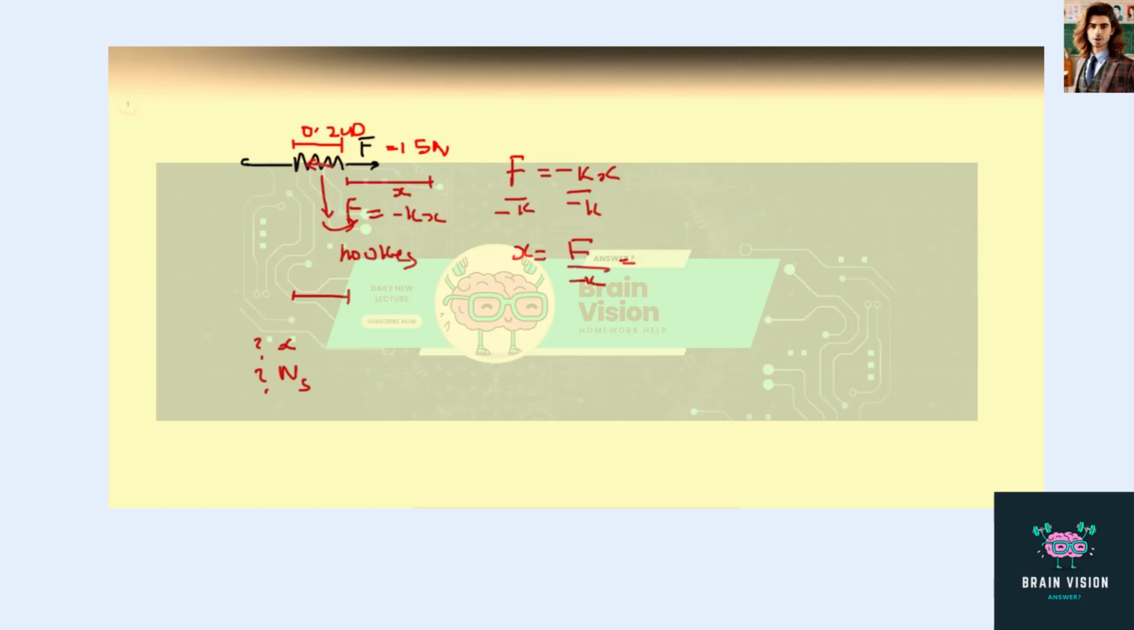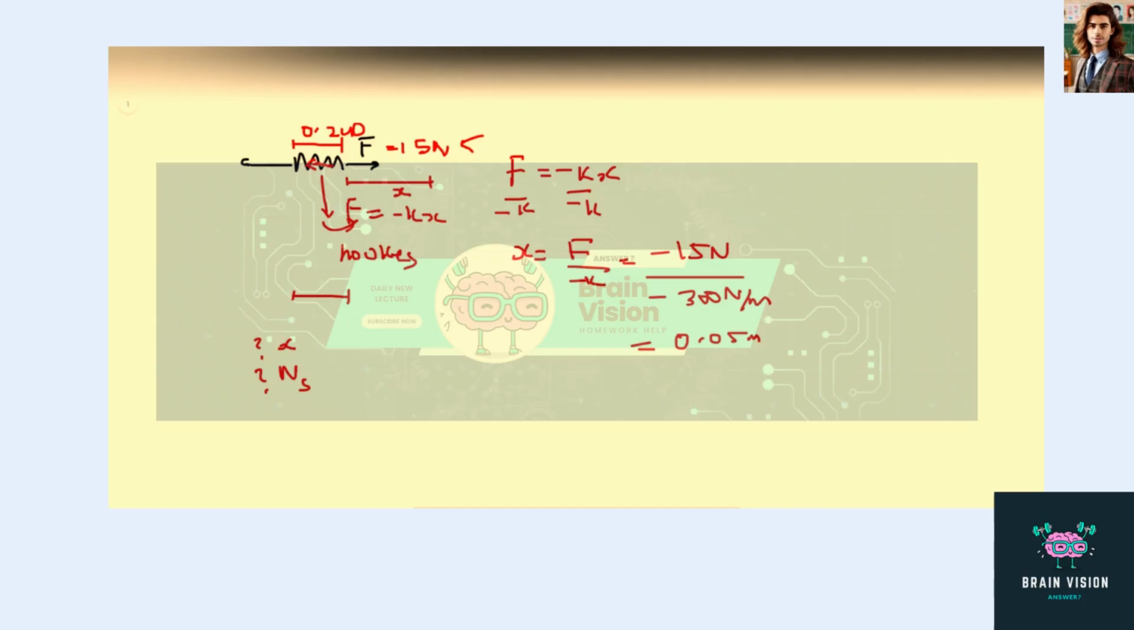The force is 15. Remember, it's a negative force because it's stretching in the opposite direction. So we're going to have negative 15 N. That's our force. This 15 newtons is negative. And then the spring constant k happens to be 300 newtons per meter. That's the spring constant. If you divide those two numbers, you get that the spring stretches by 0.05 meters.